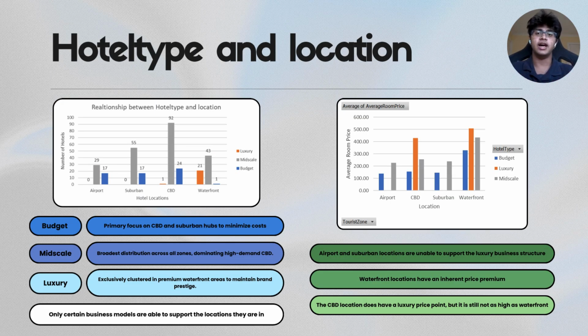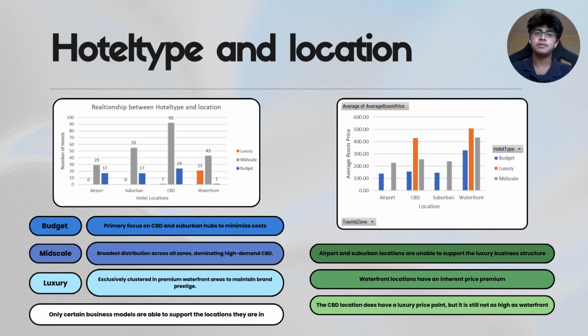To understand the why behind our pricing, we decided to analyze the relationship between hotel types and their chosen location. As shown in the left-hand side graph, our dataset reveals that mid-scale hotels dominate the market through maximum distribution, particularly in the CBD. Conversely, luxury hotels follow a much narrower strategy, clustering almost exclusively on waterfront areas to anchor their brand prestige. When we cross-reference this with the average room prices on the right, the structural reasons for our regression coefficients become very clear.